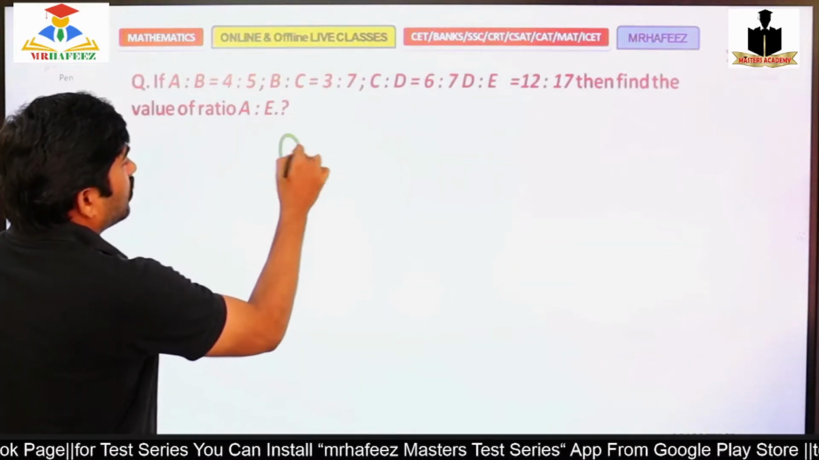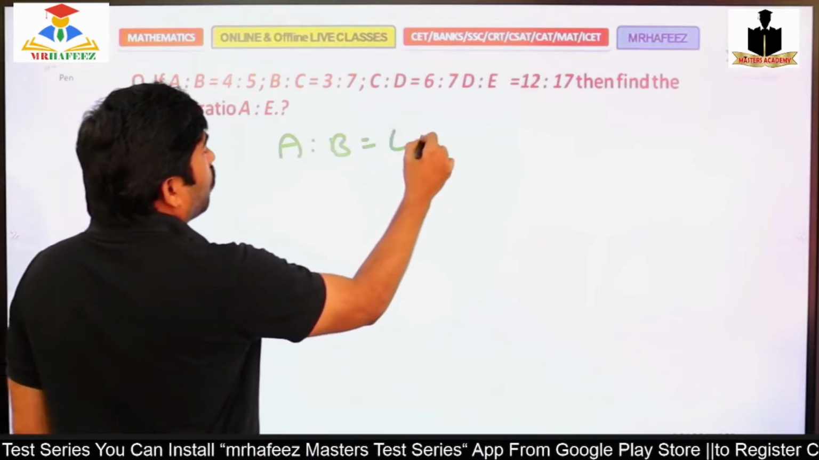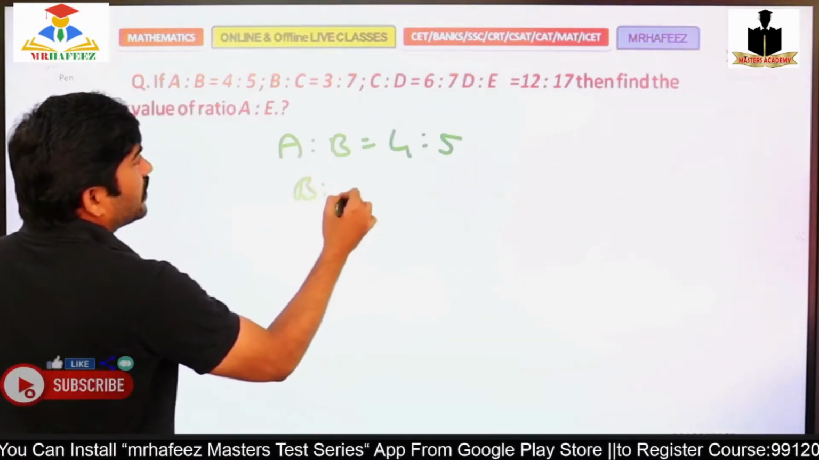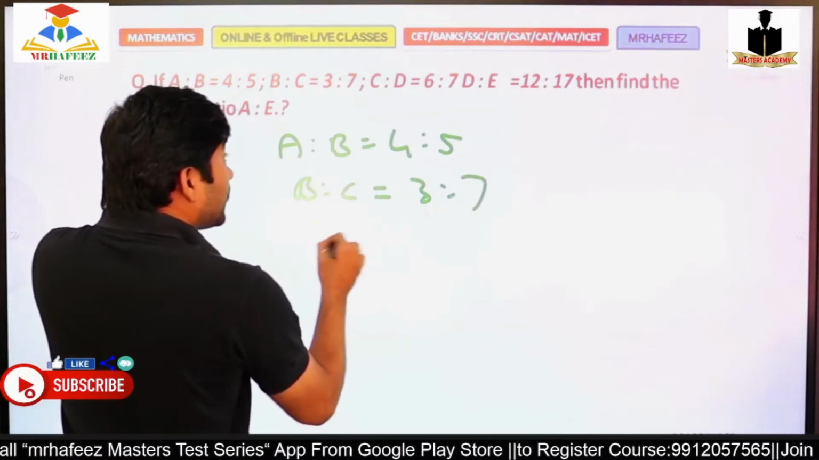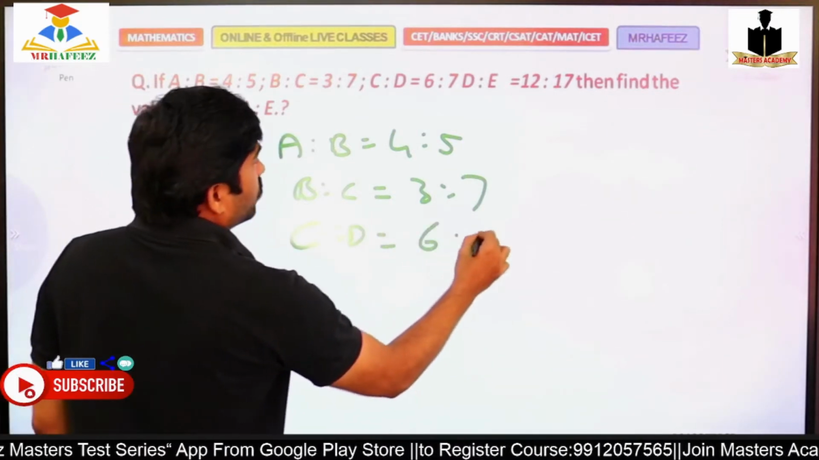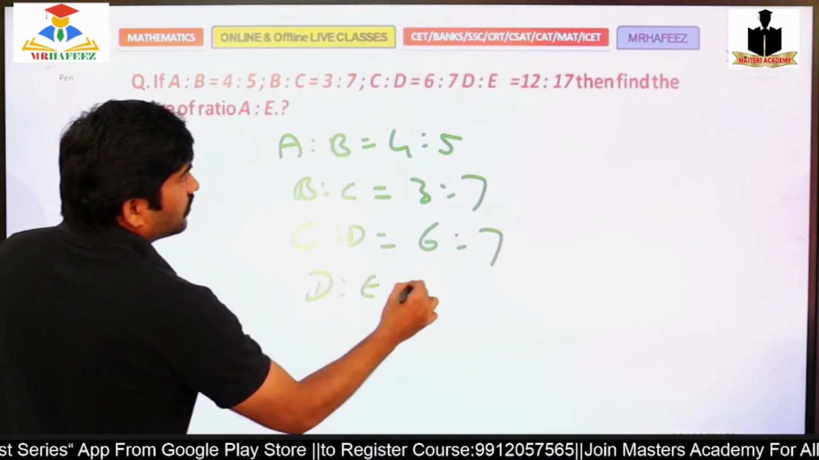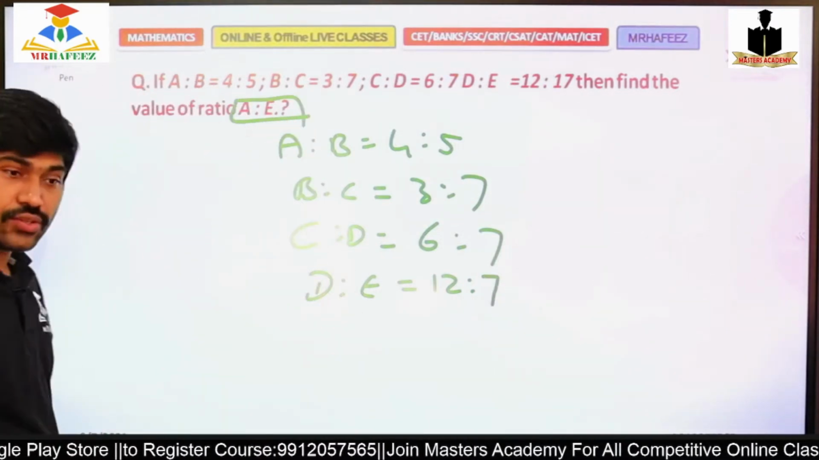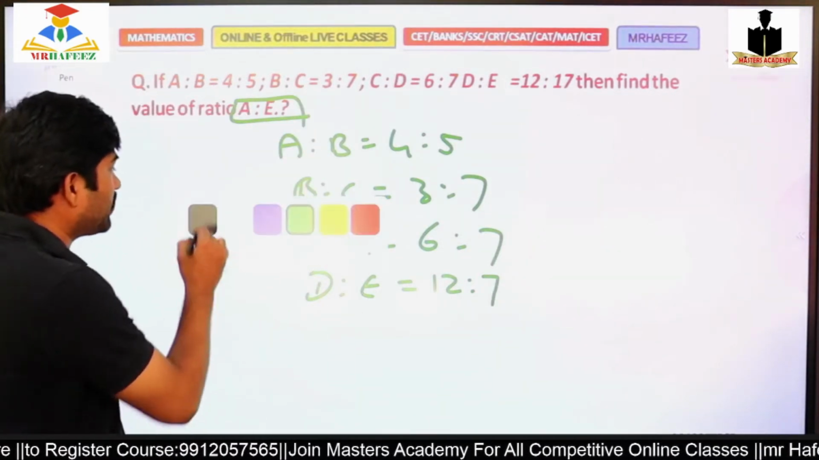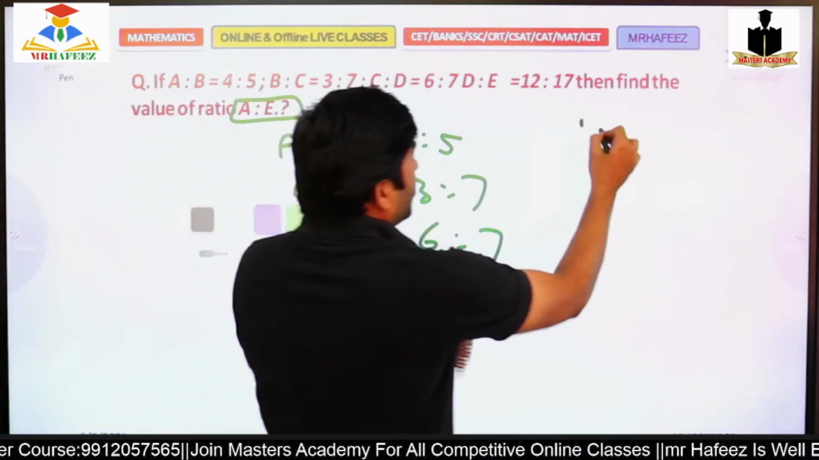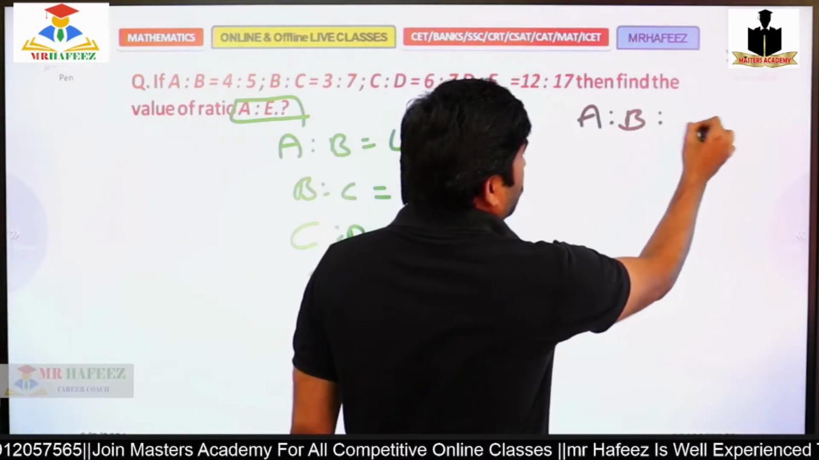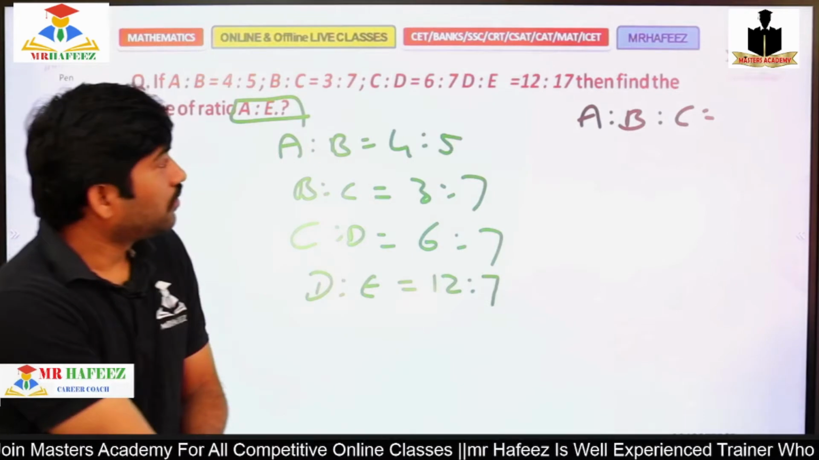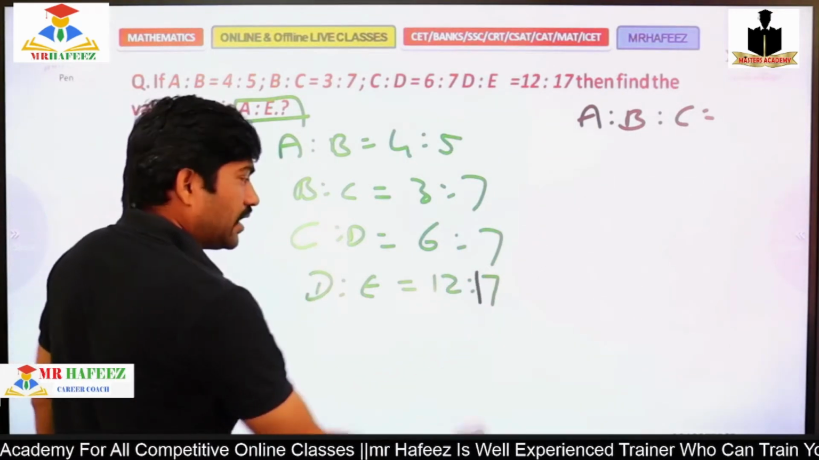Moving to the next question. A is to B is 4 is to 5. B is to C is 3 is to 7. C is to D is 6 is to 7. D is to E is 12 is to 7. So here the present question is A is to E, but I am asking a few more questions. What is A is to B is to C? Yes? Yeah, it's 17.